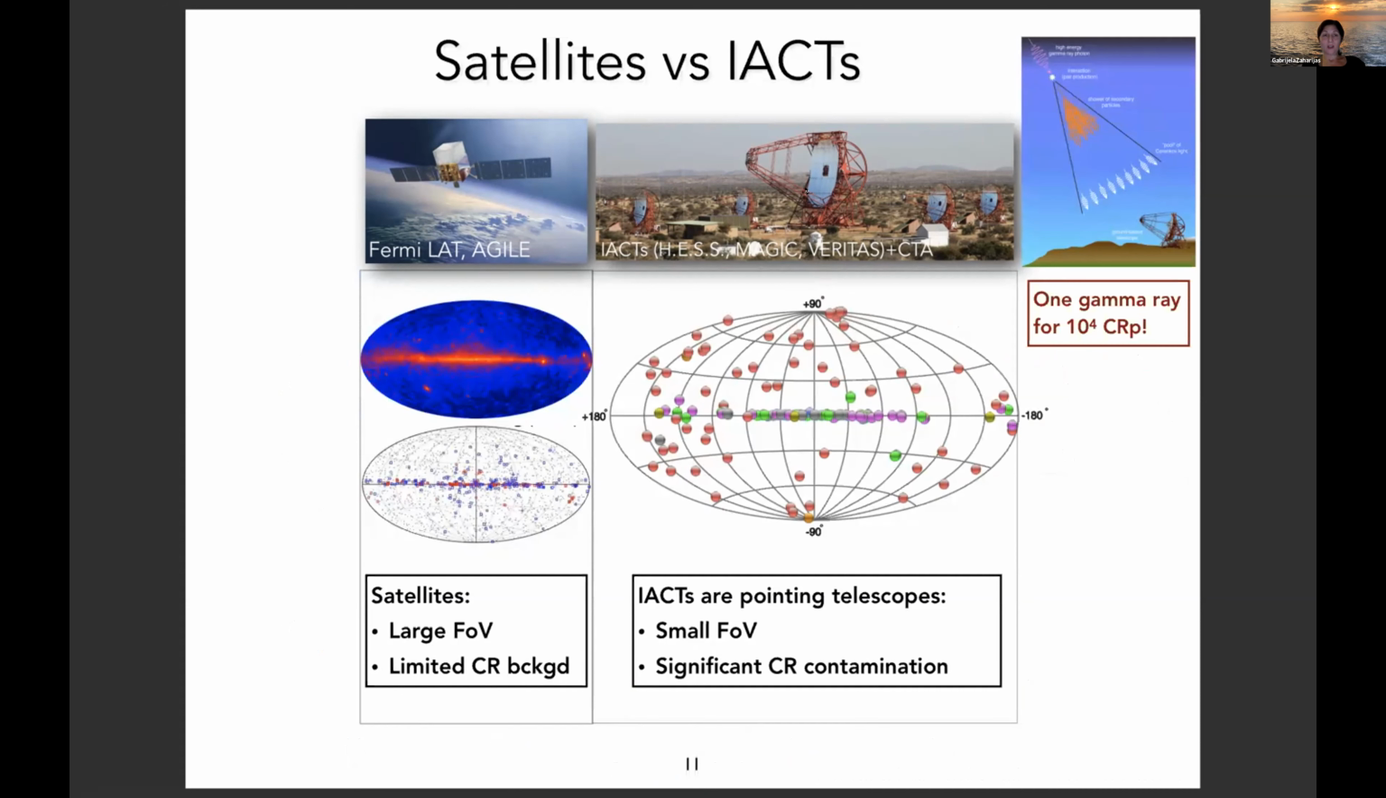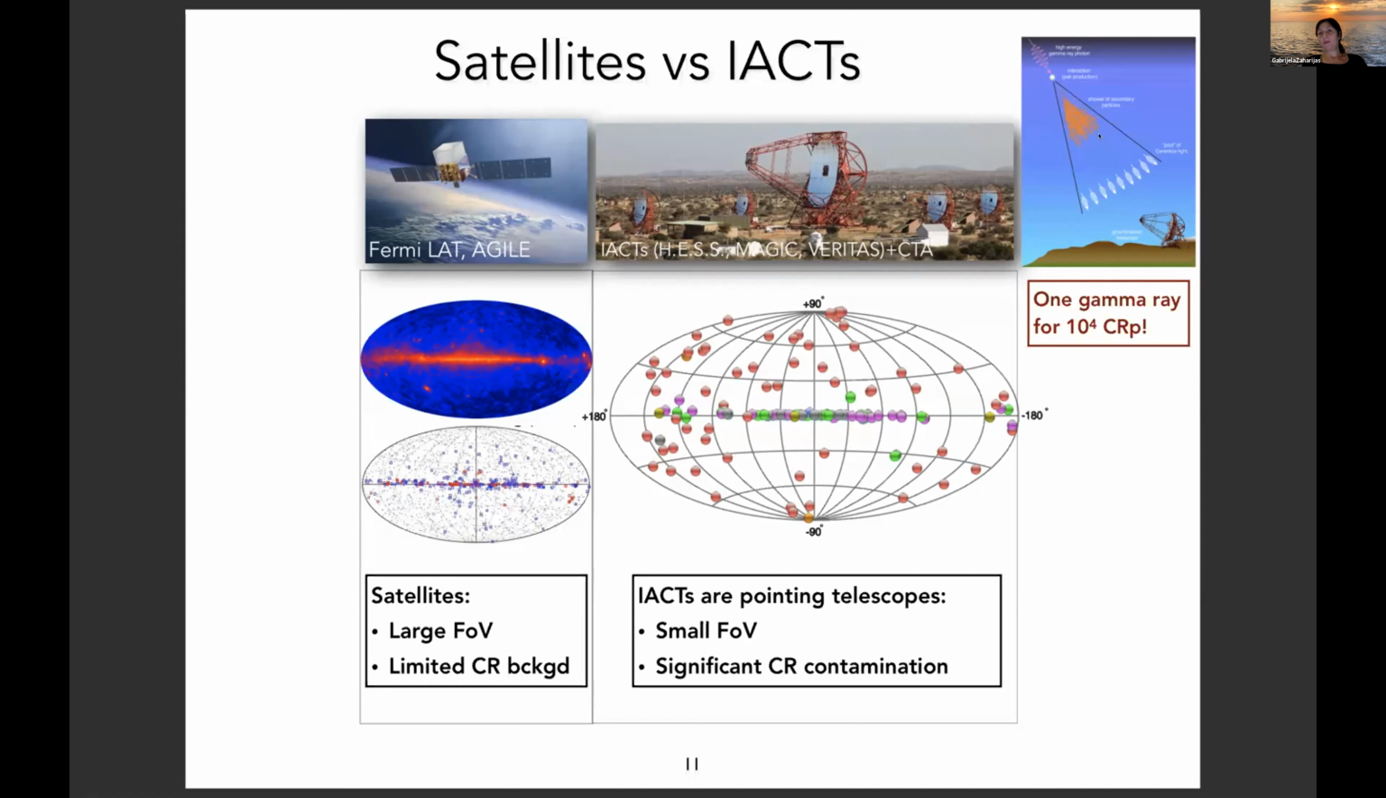Let me just see my own slides better. The main difference between the two comes from the fact that satellites are above the atmosphere, and they measure gamma rays directly. For every event that we see in the detector, they are like particle physics detectors in space. For every gamma ray that enters the detector, we know it is a gamma ray. So we have exactly gamma ray maps.